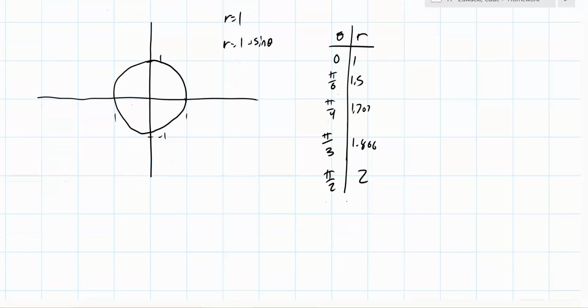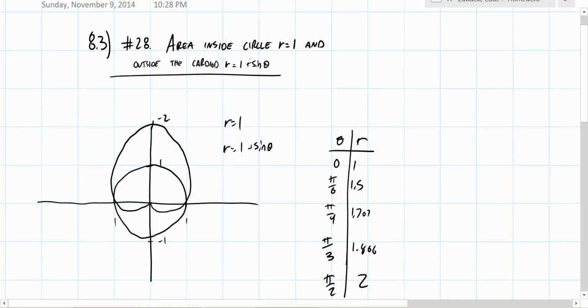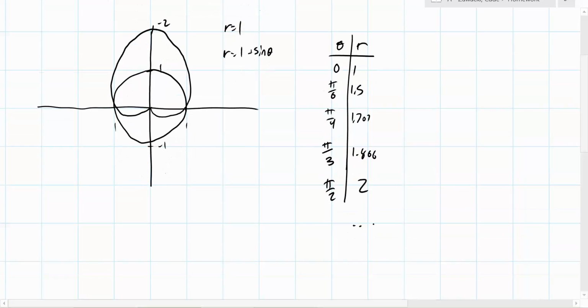And we could keep going like this, and eventually we'd find that this shape looks something like this. So we're trying to find the area inside the circle and outside the cardioid. So inside the circle but outside the cardioid is going to be this area down here.